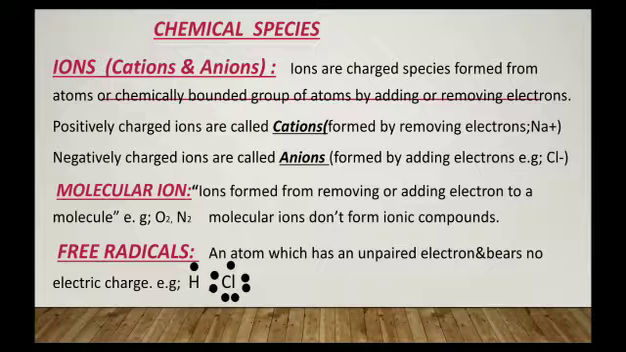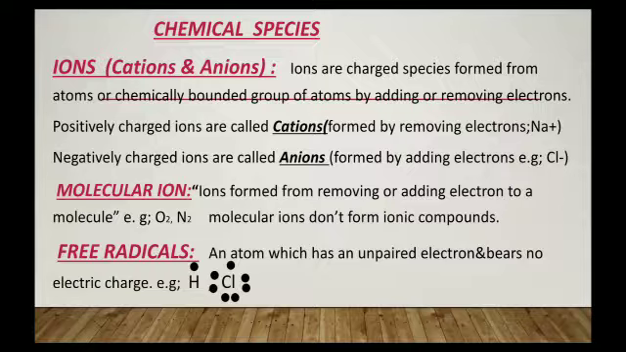Now, the positively charged ions are called cations, and they are formed by removing electrons. By removing an electron, the number of protons becomes greater than the number of electrons, and it becomes positively charged. This type of ion is called a cation. And when an atom gains an electron, the number of electrons increases over the number of protons. Such ions are called anions.